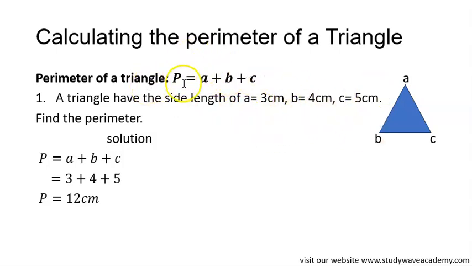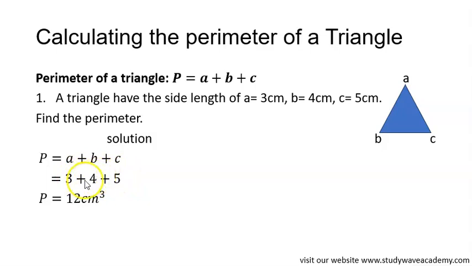So we are using the perimeter formula, P equals A plus B plus C. To find the perimeter, we apply the formula, okay? P equals A plus B plus C. We apply the numbers into the formula, okay? A here is 3 centimeters, B here is 4 centimeters, and C here is 5 centimeters, okay? So we have 3 plus 4 plus 5.